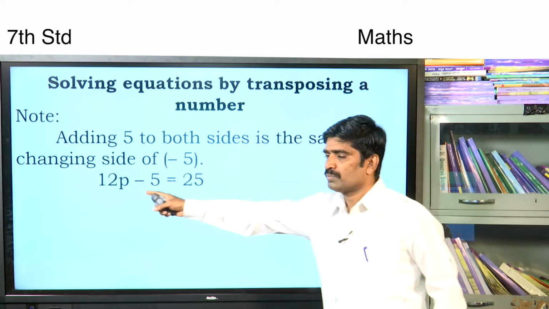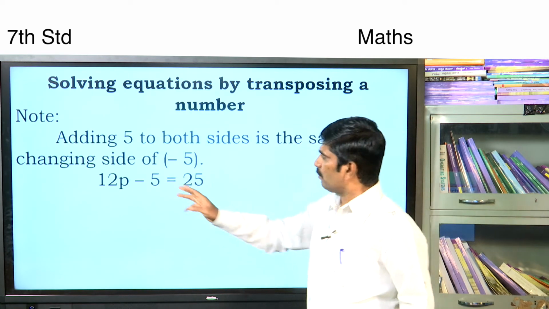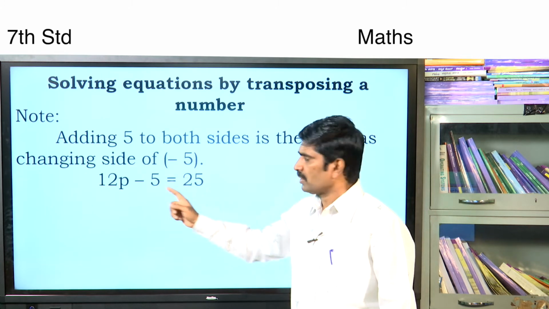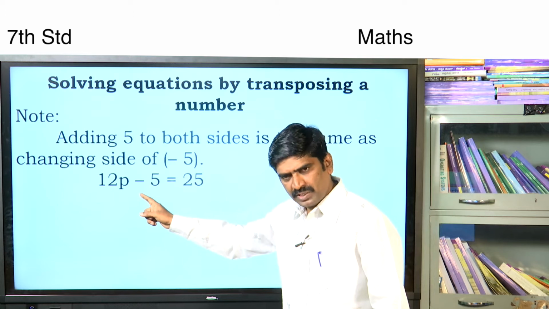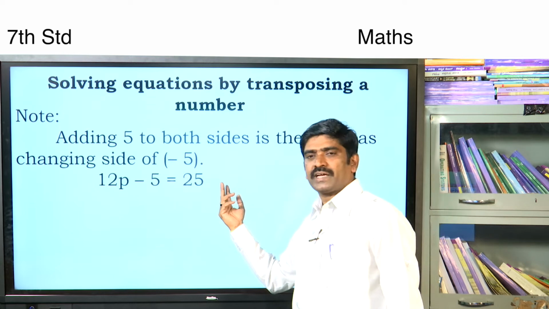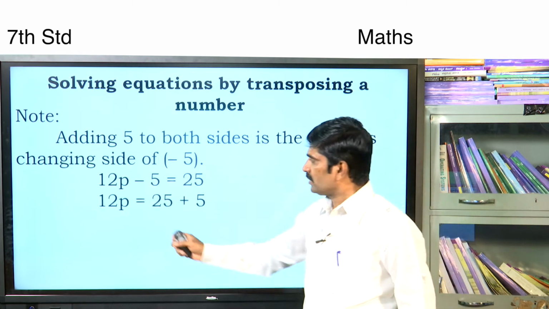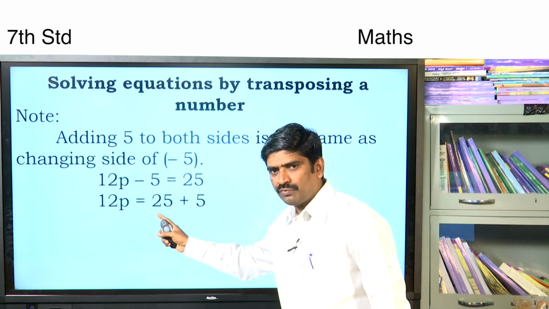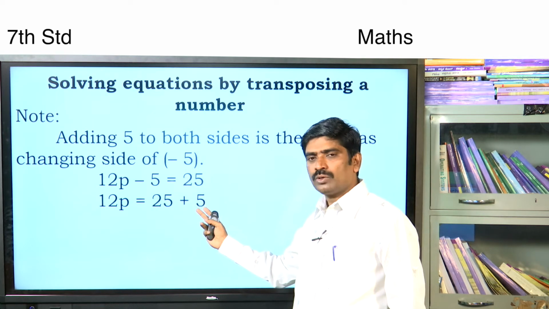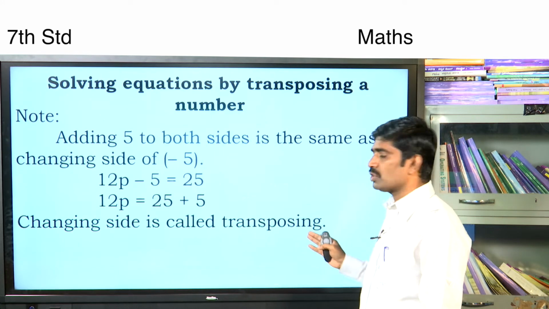See this problem. 12p minus 5 is equal to 25. For this minus 5, we add 5 on both sides. Okay. To separate p, we add plus 5 on both sides. But minus 5 is shifted to the right side. Then that is called transposing. That is, 12p is equal to 25 plus 5. This minus 5 comes to this side and is converted into plus 5. Changing the side is called transposing.